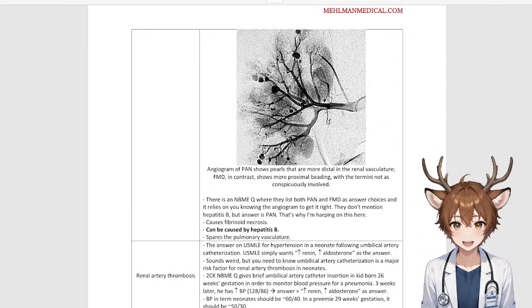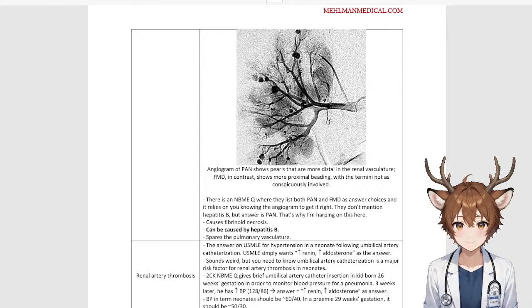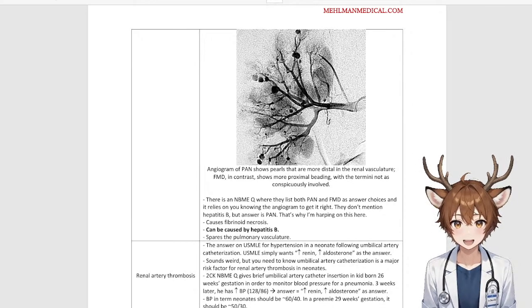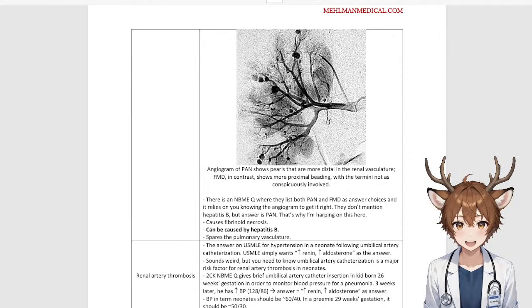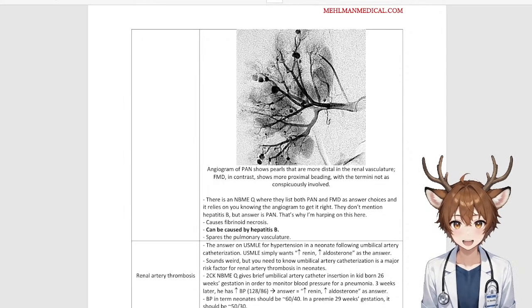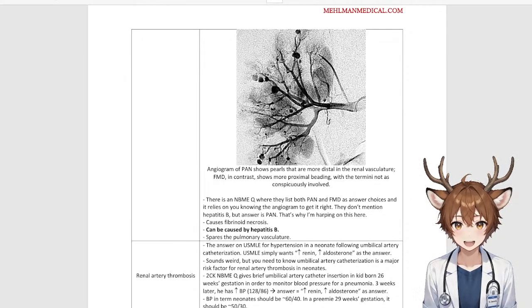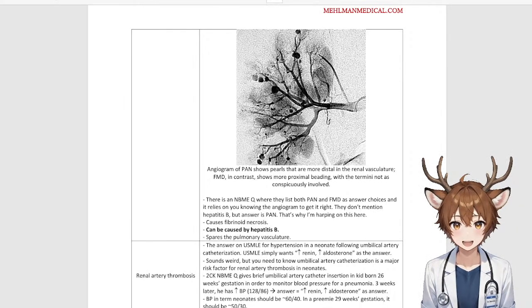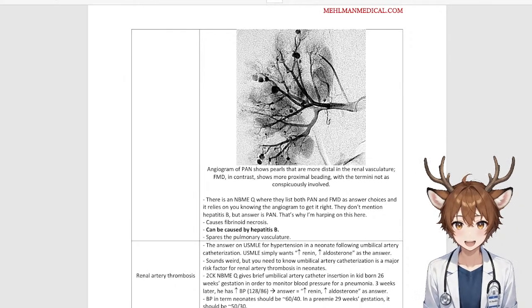Angiogram of polyarteritis nodosa shows pearls that are more distal in the renal vasculature. Fibromuscular dysplasia, in contrast, shows more proximal beading with the termini not as conspicuously involved. There is an NBME question where they list both PAN and FMD as answer choices and rely on you knowing the angiogram to get it right.